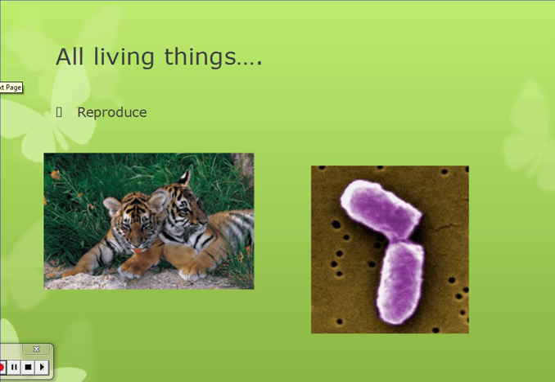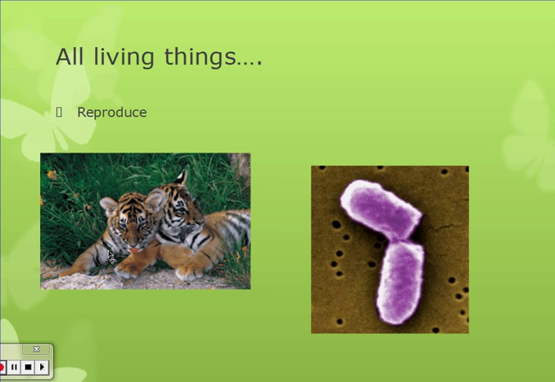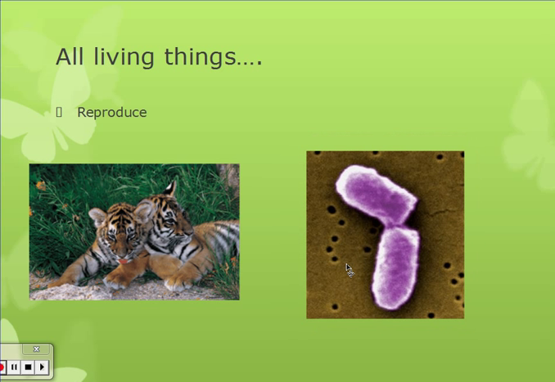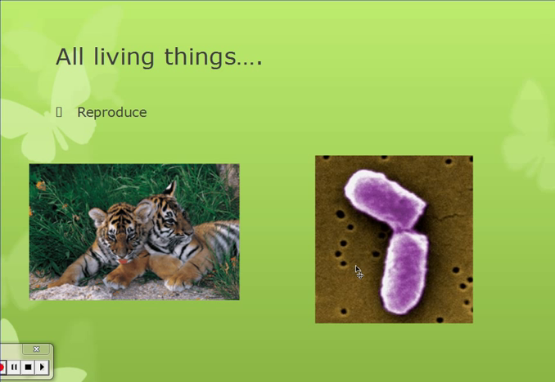All living things reproduce. There are 2 types of reproduction. Sexual reproduction, which is the case for the tigers, is when you have 2 parents and the offspring share the characteristics of both parents. We also have asexual reproduction. In asexual reproduction, there is only one parent. The offspring is identical to the parent.